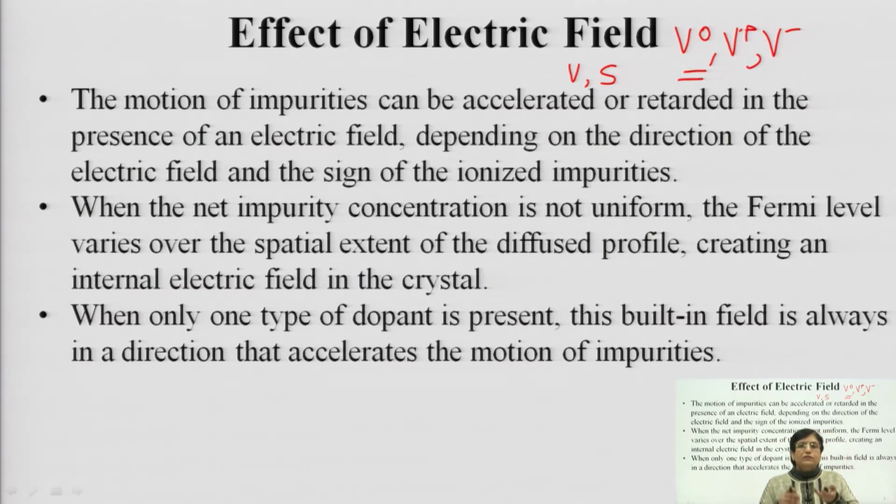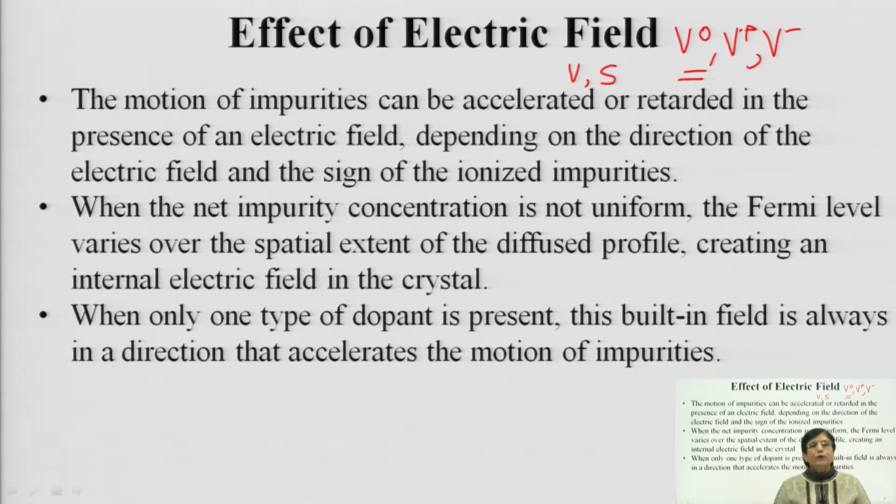So, the impurities which have moved in, depending upon their charge and the applied electric field, will have their movement either accelerated or enhanced, or retarded. That means you have the ability to control the mobility or movement of these species.